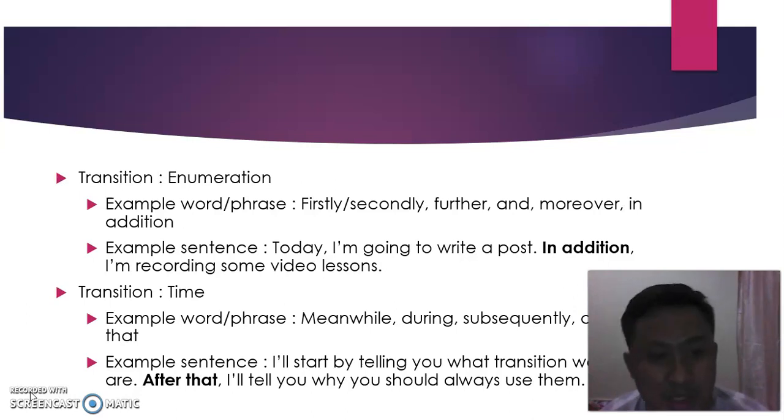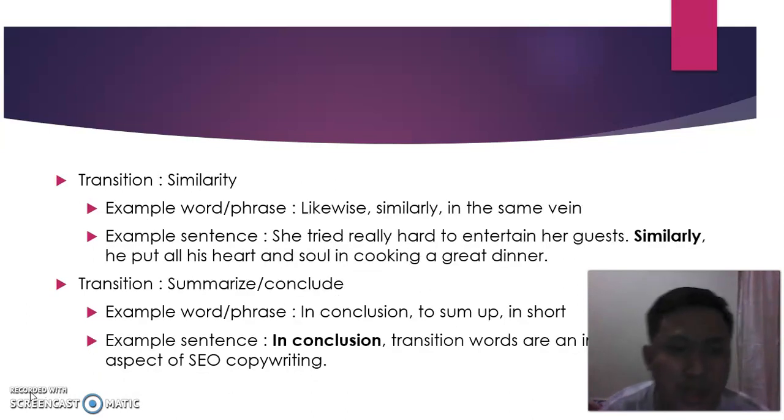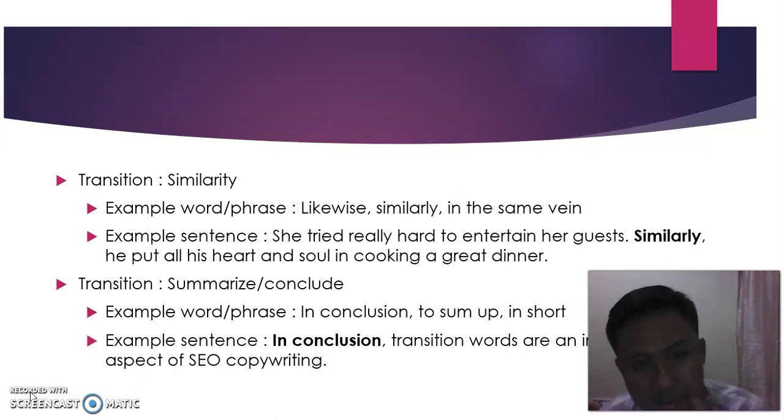Transition: time. Example words or phrases: meanwhile, during, subsequently, after that. In a sentence: I'll start by telling you what transition words are. After that, I'll tell you why you should always use them. Transition: similarity. Example words or phrases: likewise, similarly, in the same way. In a sentence: she tried really hard to entertain her guests. Similarly, he put all his heart and soul into cooking a great dinner.